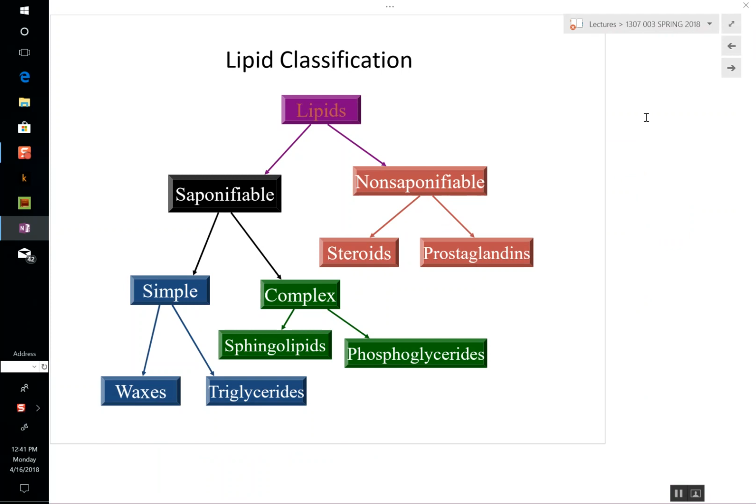This slide, chapter 17, is a little bit challenging because the main thing that holds all these molecules together is that they're not soluble in water. That's it. Lipids, not water soluble. Saccharides, water soluble. Amino acids, proteins, they're water soluble and water loving.